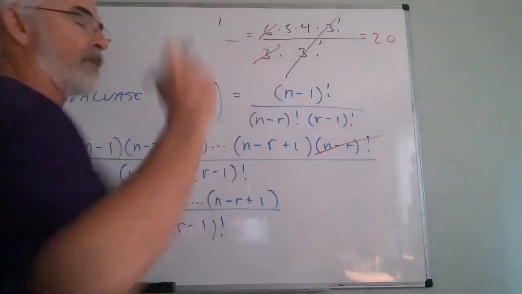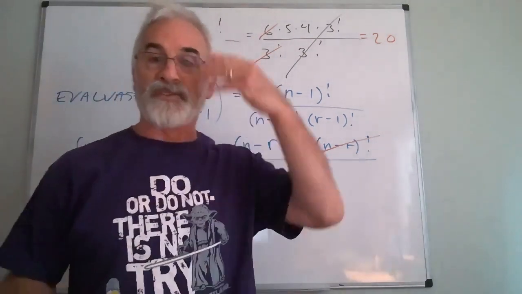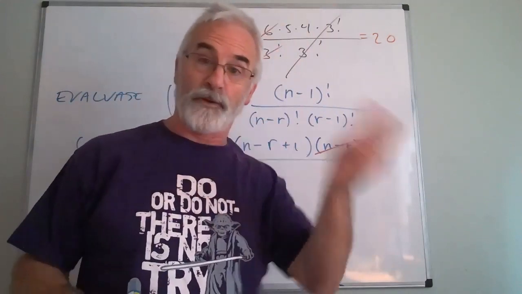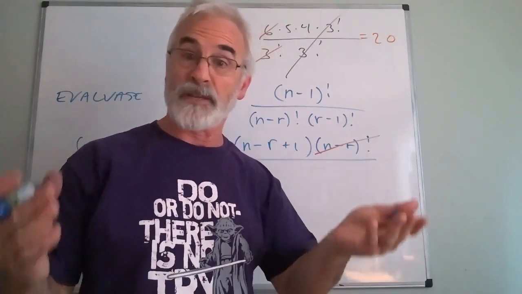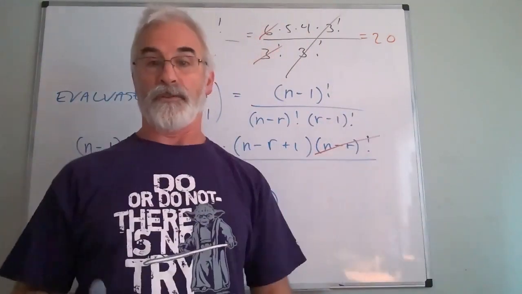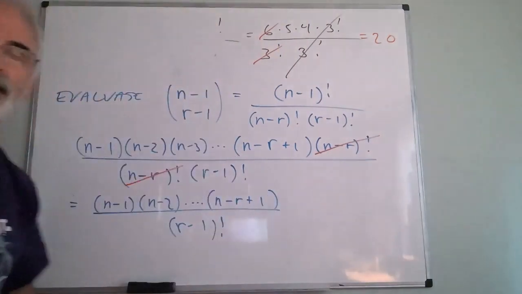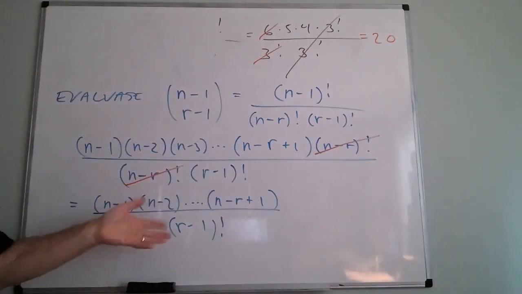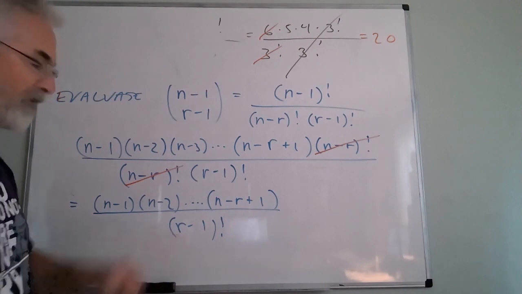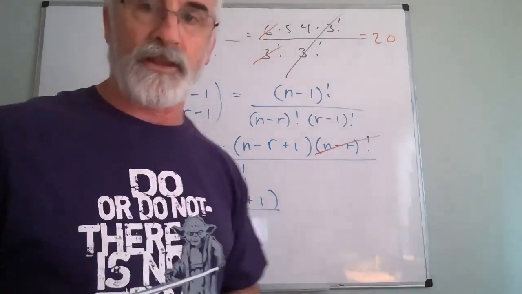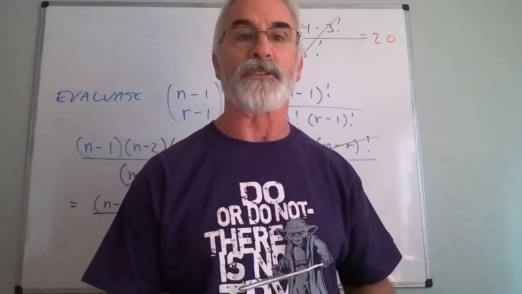But notice I canceled one of my factorials. When I did the 6 factorial over 3 factorial, 3 factorial, one of the first things I was able to do was cancel one of the factorials. So this is simply an exercise in manipulating factorials. That's all it is. There's nothing about the final answer that's extremely important. It's the process of manipulation to get there.